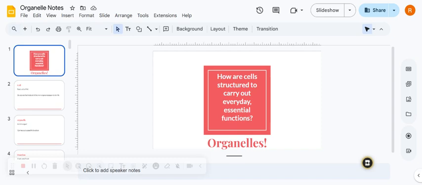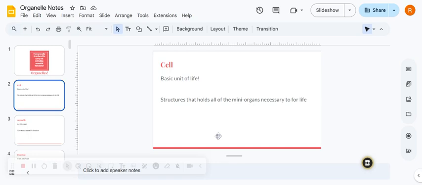So while the human body and every multicellular creature has organs, when we're looking at the cellular level, we call them organelles. Essentially, they are miniature organs within a cell that carry out similar tasks to our big organs. So a cell, we know, is the basic unit of life. It's the structure that holds all of the mini organs or the organelles necessary for life.